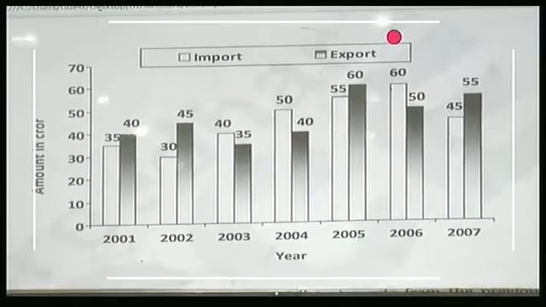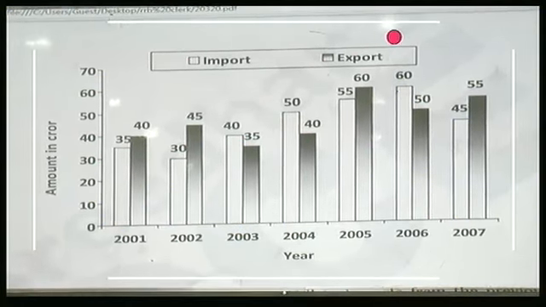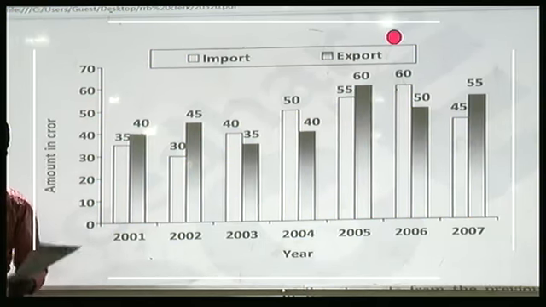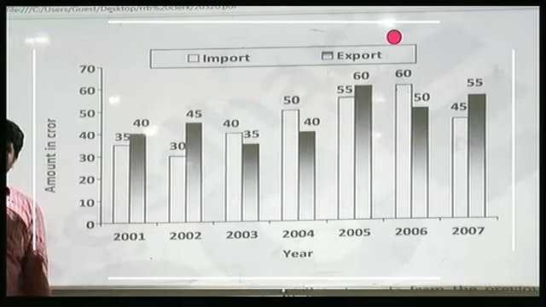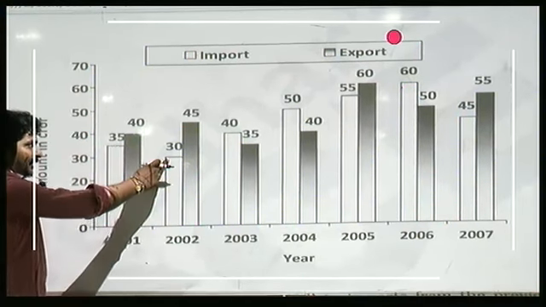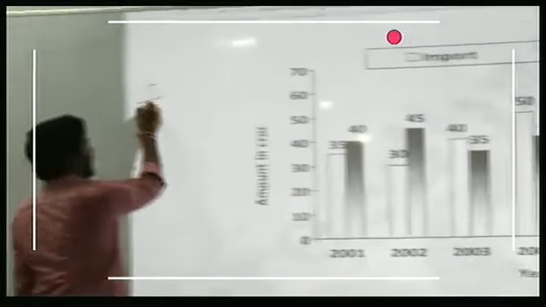Imports and exports of spare parts by an automobile company over the given years. First one is import and the next one is export. 76. During which year is the percentage rise or fall in imports from the previous year the lowest? It may be a percentage increase or percentage decrease, whatever it is. It should be the least one. This is for imports or exports? Import. Yes or no? Right. Here 35, 30. What is the decrease here? 5 by 35.